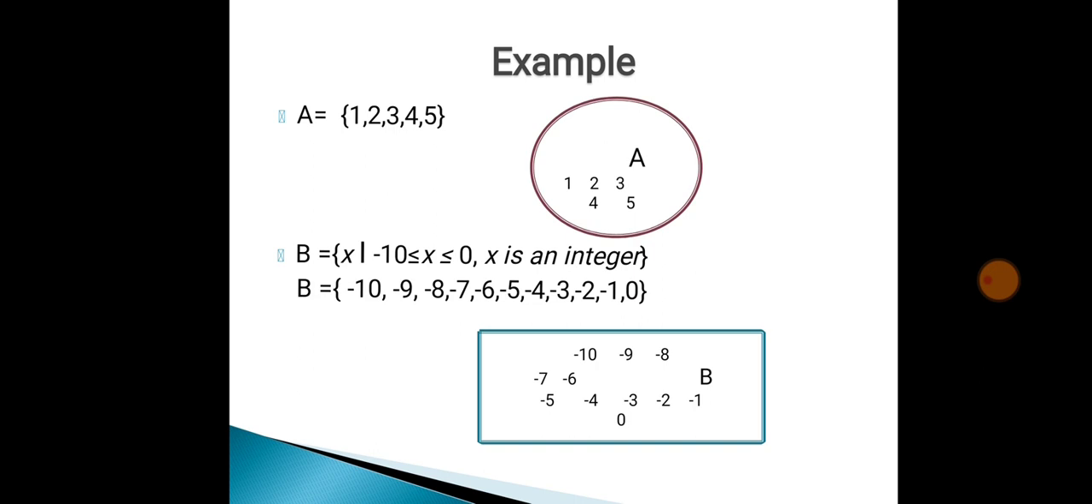Now let's take one more example. Suppose B = {x : -10 ≤ x ≤ 0, where x is an integer}. First we will write the set in list form, that is B = {-10, -9, ... till 0}. Now see here the set B is shown with the help of a Venn diagram using a rectangle. You can see the elements are written inside the rectangle and the name of the set is written.